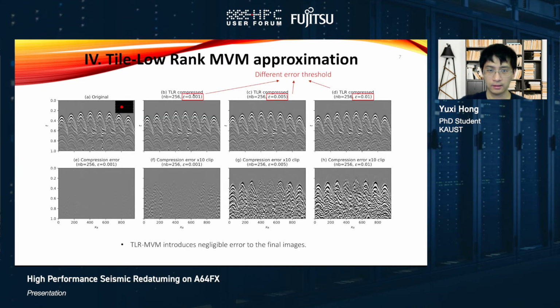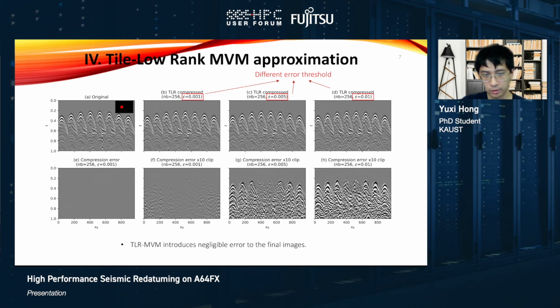Then let's look at some approximation results of TRI-NVM using different error thresholds. B, C, and D are the approximated results of TRI-NVM with different error thresholds. E is the compression error of B with A, and it is a very negligible error to the final image.